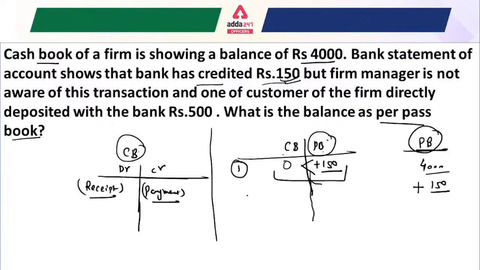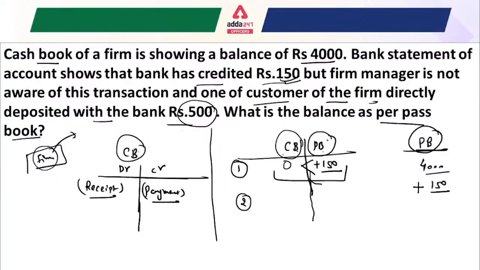Now the second thing that is given: one of the customers of the firm directly deposited 500 rupees with the bank. What it means is, suppose this is a firm or a company, and one of its customers deposited this amount directly in the bank, but the firm manager still did not know about this transaction. That's why this mismatch happened. So we also have to reconcile this transaction, which is why it is mentioned here.